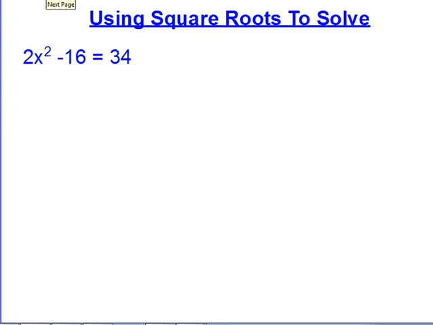Very simple. What about using square roots to solve? Using square roots to solve. Okay? So this is basically just algebra 1. If I told you 2x squared minus 16 is equal to 34, and I wanted you to solve. So, of course, in the end, what do I want? X equals something, right? I want x alone. Okay? Could I factor this?